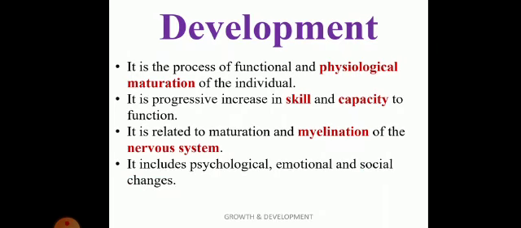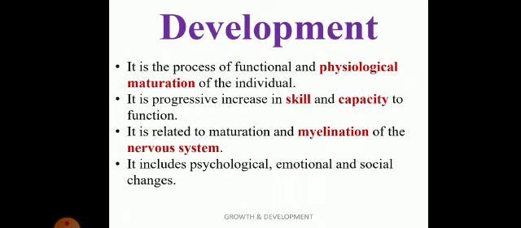So it includes not only physiological maturation, it also includes psychological, emotional and social changes. Clear? Psychological changes means the child will have more and more maturation of thinking. The child also has different types of moods. So that is affecting emotion. The child is expressing anger, sadness, and a smile. All these are emotional aspects.